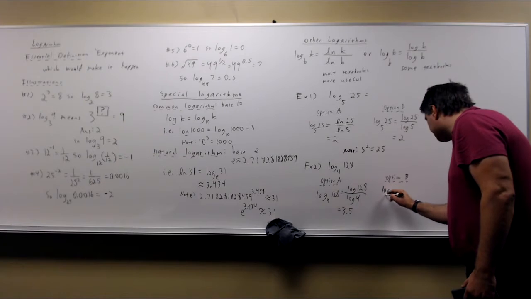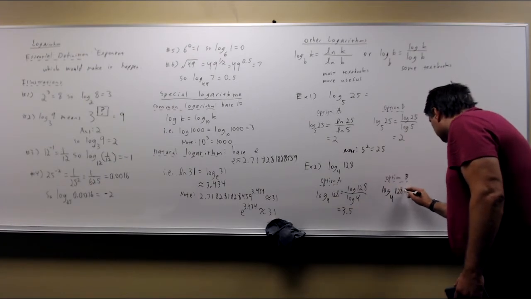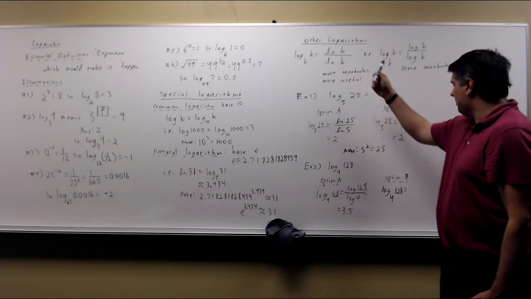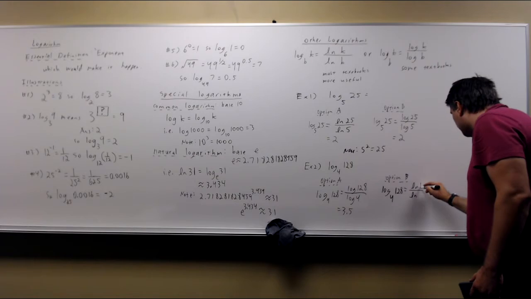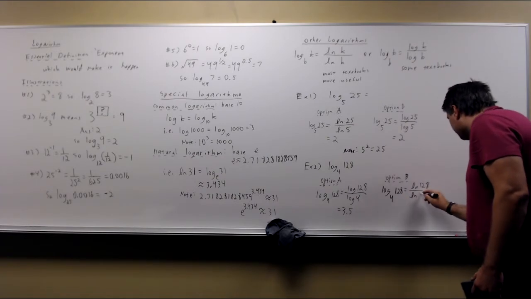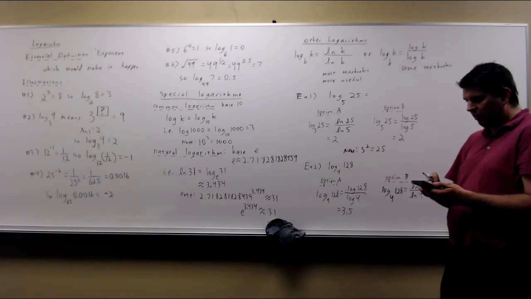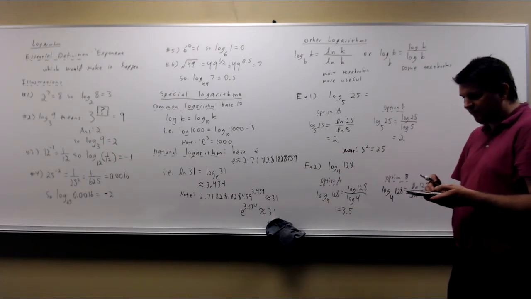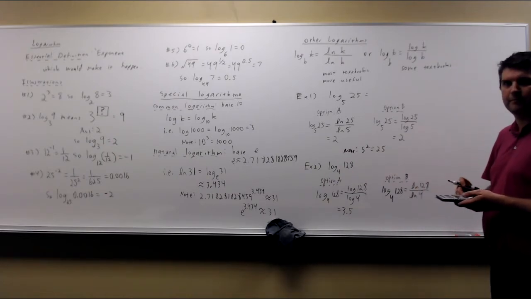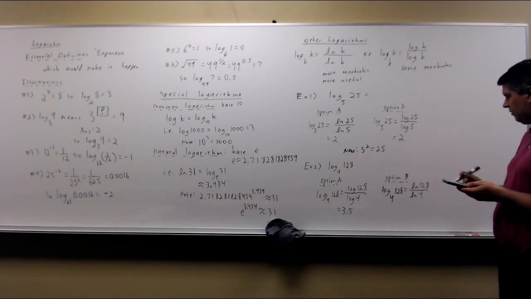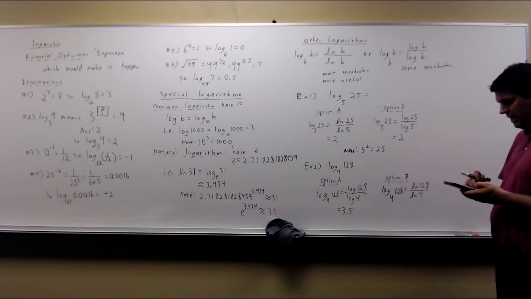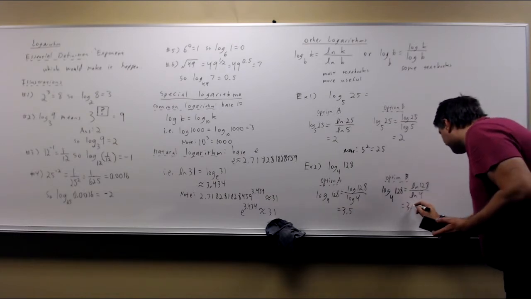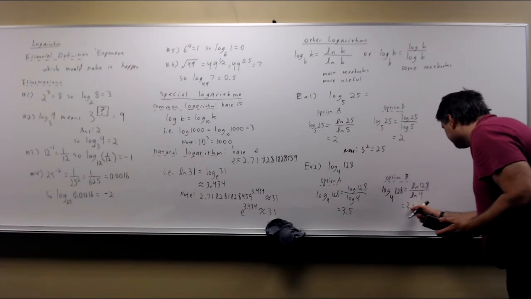The other option is to use this formula, so that'd be the natural log over the natural log. I'm taking the log of 128. The base I want to use is 4. So I'll type in ln 128. I get 4.852 something. All right, so 4.852 something divided by ln of 4. I get 3.5 again.